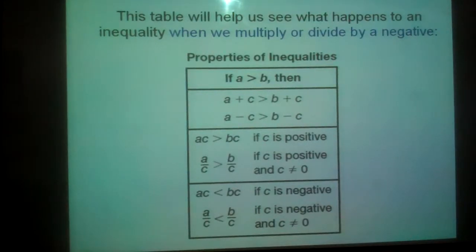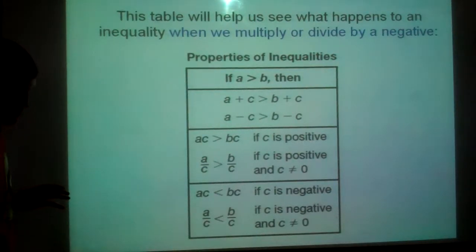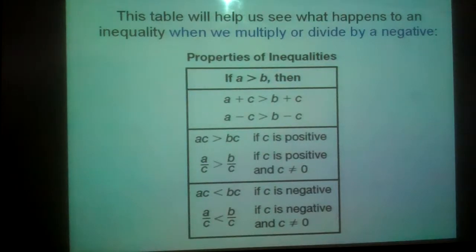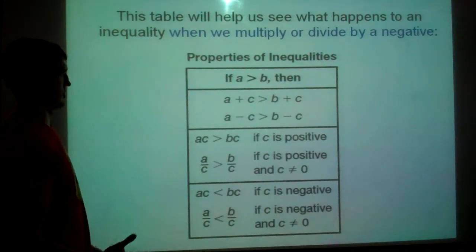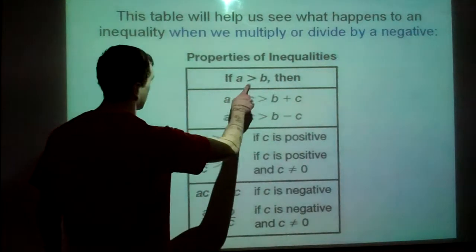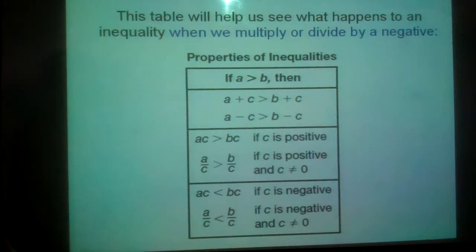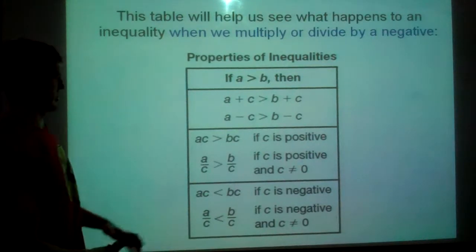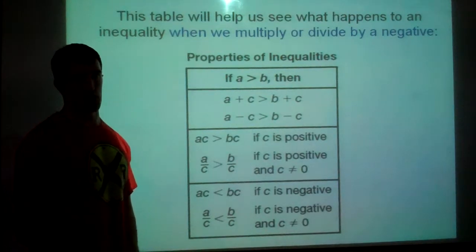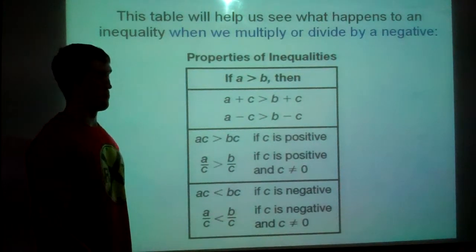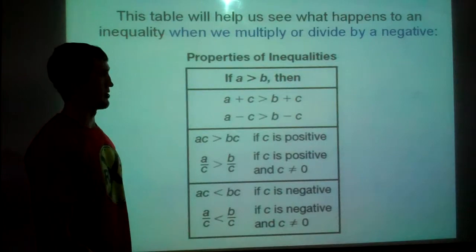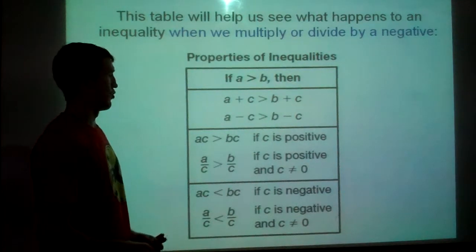This table will help us see what happens to an inequality when we multiply or divide by a negative. I know this is a lot of letters and it looks confusing. Let's break this down and help it make sense to us. This is the properties of inequalities, and it says if A is greater than B, then all of these properties should be true. So let's come up with a couple numbers. They are telling us that all of these things are going to be true. We're not going to try and prove that. We're going to believe that they are true. In high school later on, and college, you could actually prove that all of these things are true. But we'll do it with numbers.